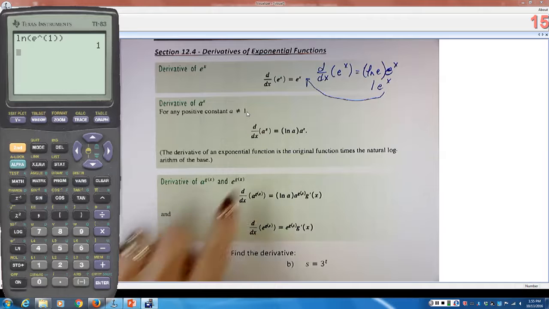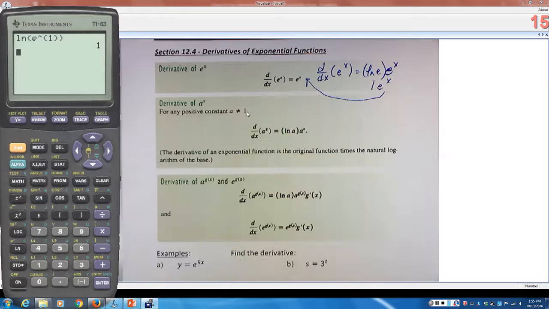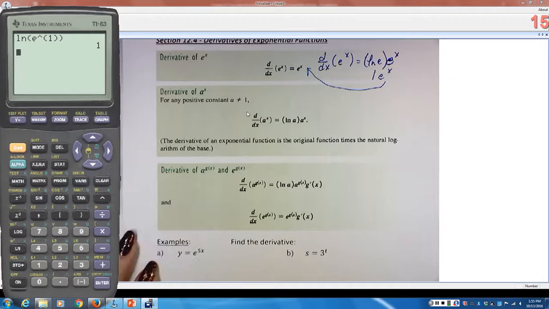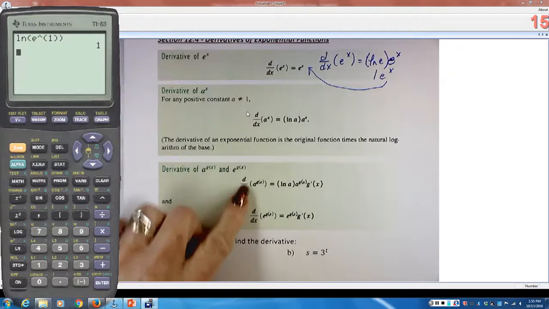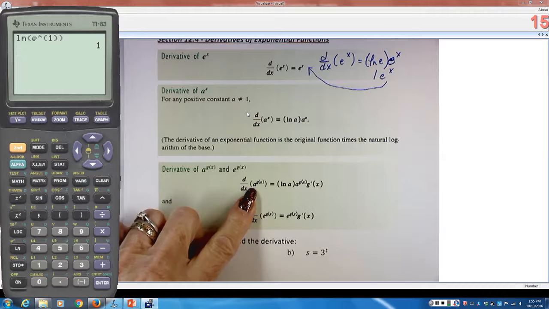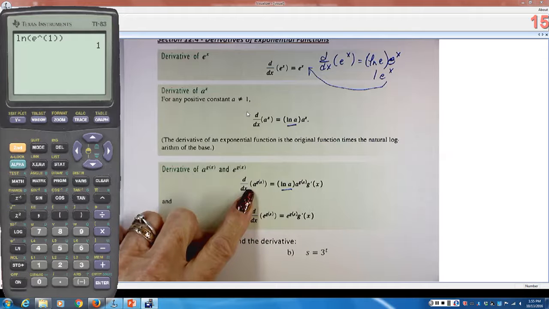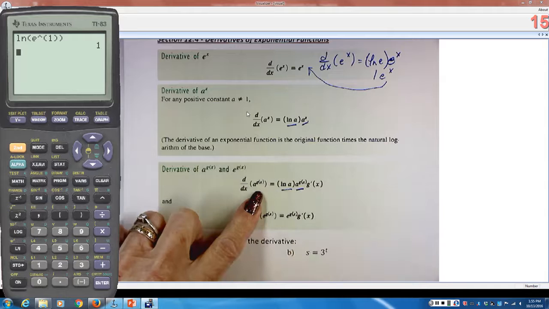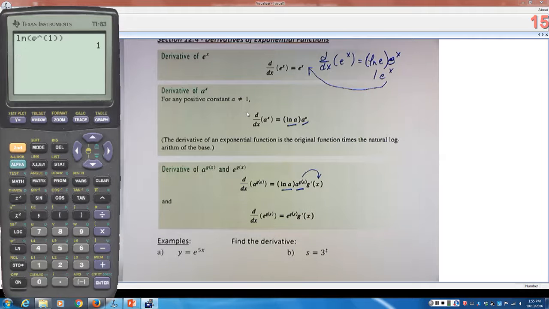Now, you can have the power on any base, whether it's a or e. You can have the power actually be a function of x. And in that case, it's a combination of chain rule and these two rules. So the derivative of a raised to some power where that power is a function is going to be the natural log of a, just as it is here, times a to that power, just as it is there, but then you take the derivative of that power and multiply by it. So it's chain rule again.